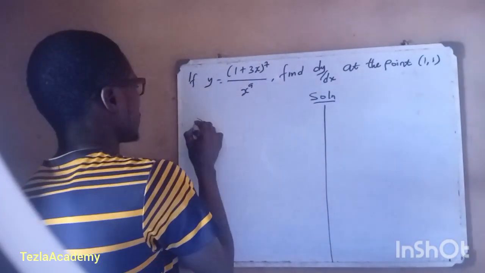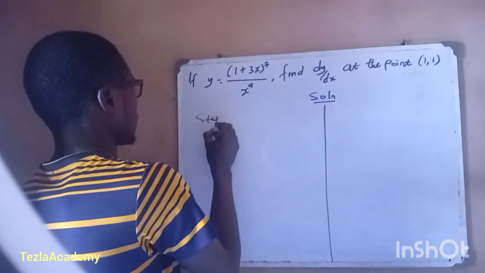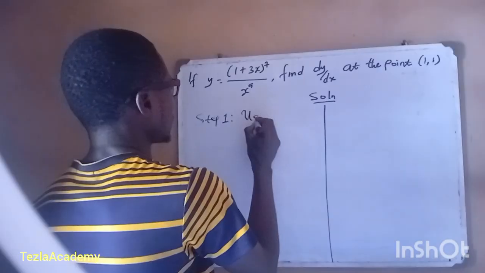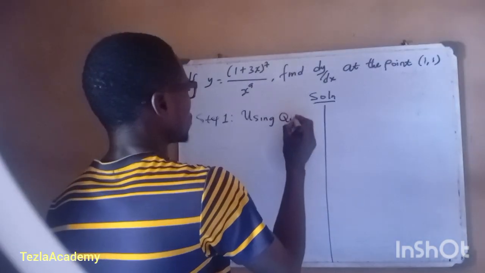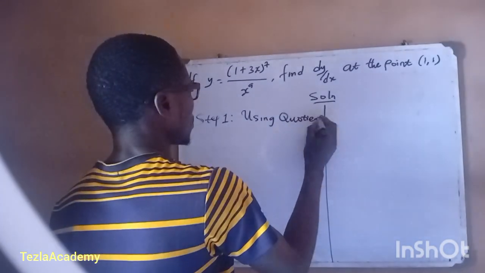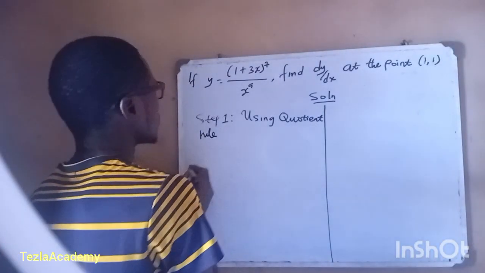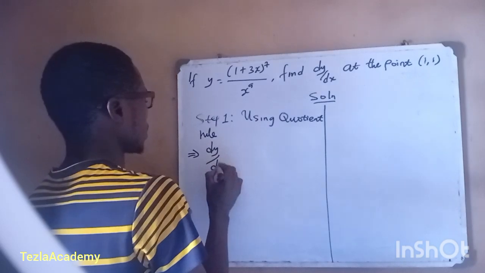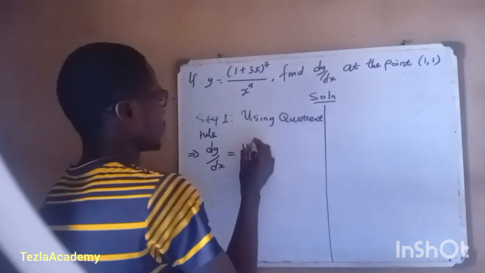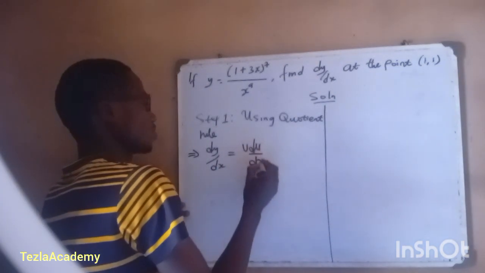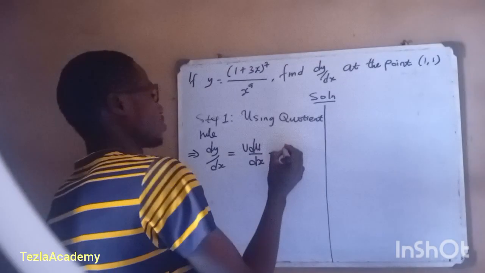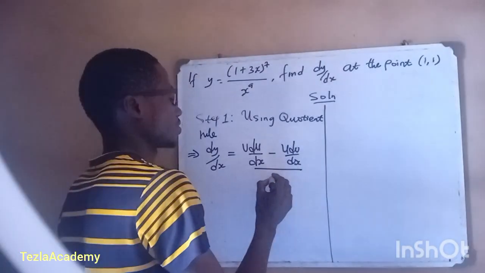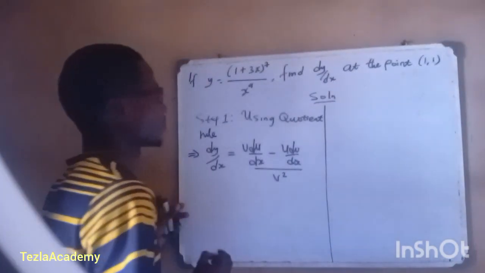Step 1, using the quotient rule because of the division that I mentioned earlier. Quotient rule. This implies dy/dx is equal to v du/dx minus u dv/dx, all over v squared.